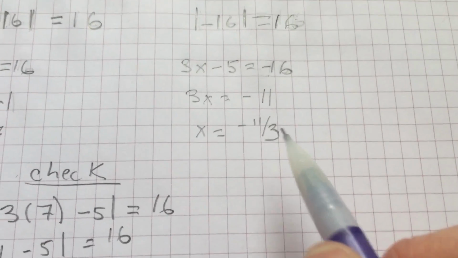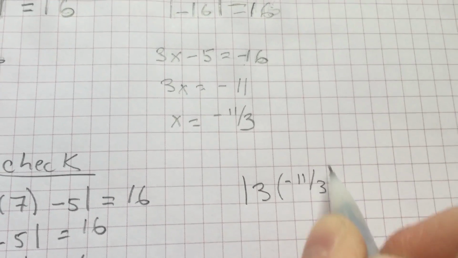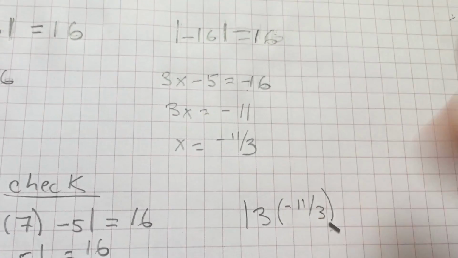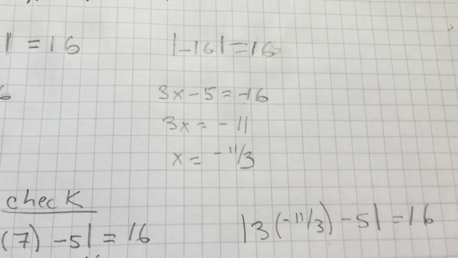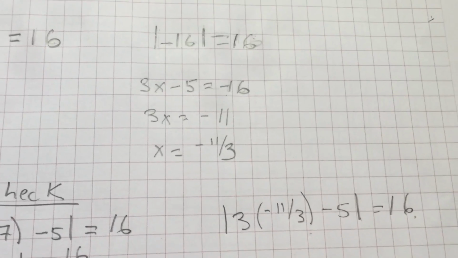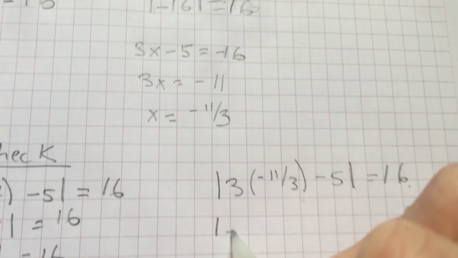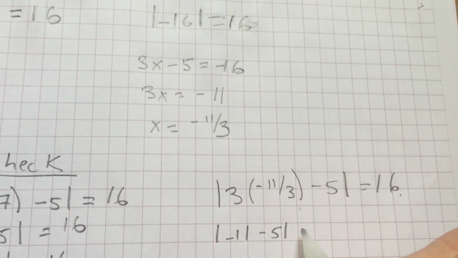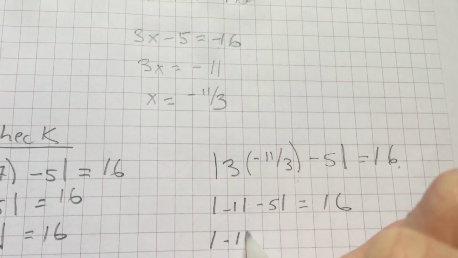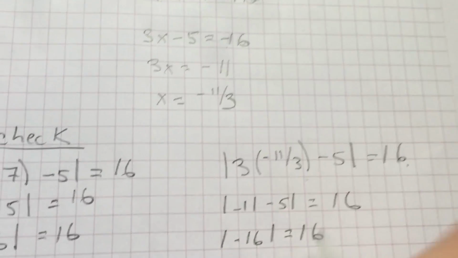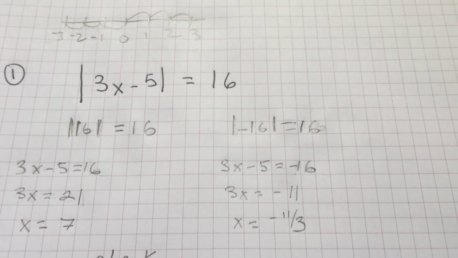We're going to do the same thing over here and check that number. So the absolute value of 3 times -11 thirds, minus 5, and I'm still setting it equal to 16. Well, the 3 and the 3 will cancel out, so I'll be left with -11 minus 5. I still want to know if that's a true statement. So -11 minus 5 does in fact give me -16, and I know the absolute value of -16 is equal to 16 because we said so right up there.